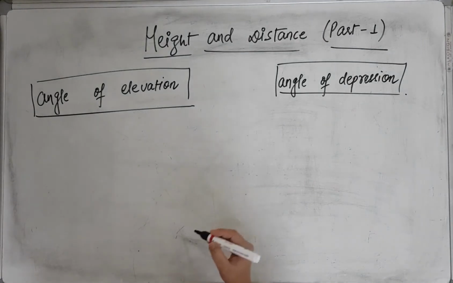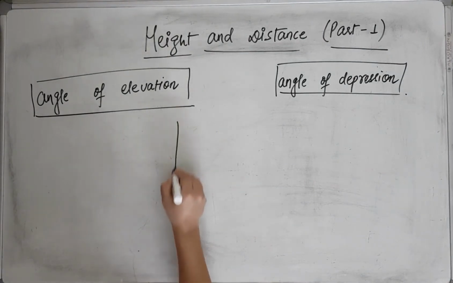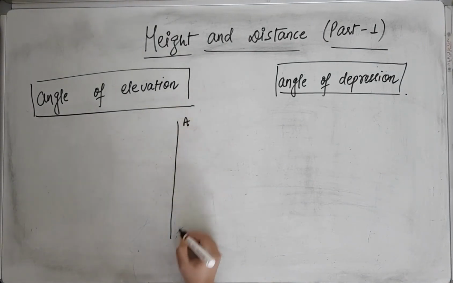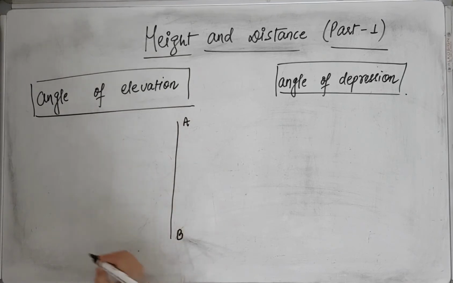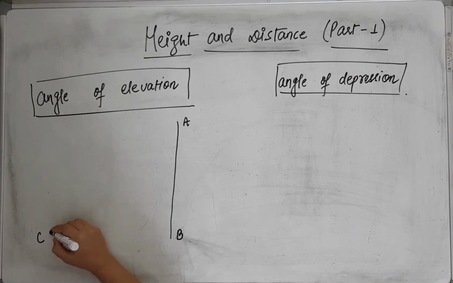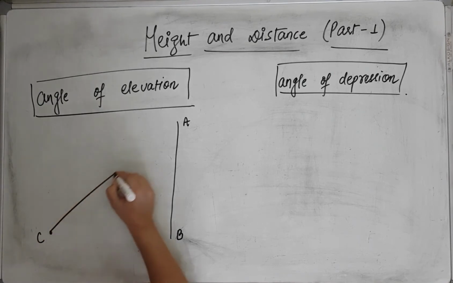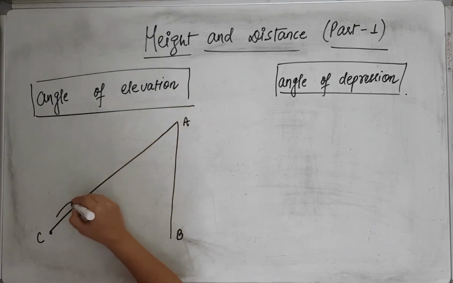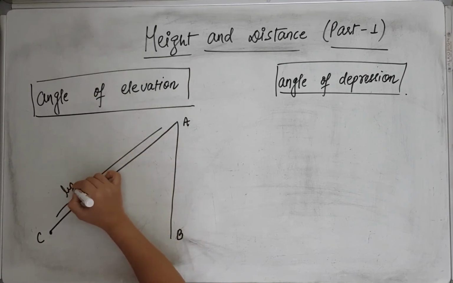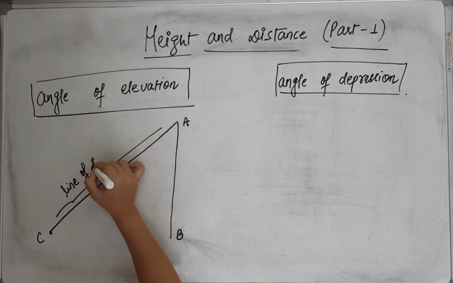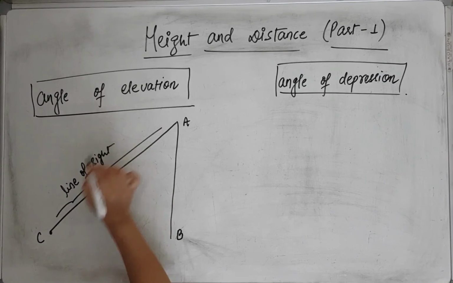Now see, let's suppose AB is a tower. This AB is a tower and this is a point C from where a certain observer is seeing this star. So this point C from where the observer is standing, he is seeing this star. So this line is called what? This line is called line of sight.